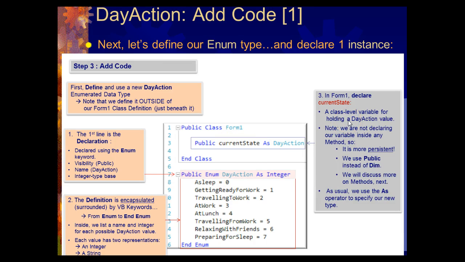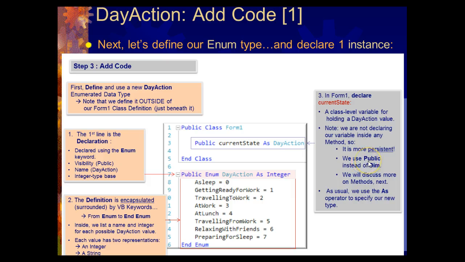So in class 1, declare current state a class level variable, so it's class level. It's not declared inside a method. A class level variable for holding a day action value. It's not holding an integer, it's holding a day action value. Note we are not declaring our variable inside any method, therefore it's more persistent. That just means, remember, if you declare it inside of a method, as soon as that method is finished running, that variable will, so to speak, die. We'll lose control or contact with it. Okay, so it's more persistent.